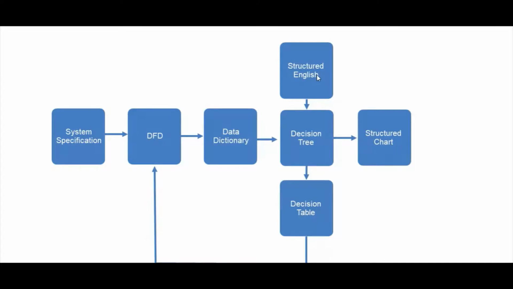Then we will be using the structured English. Structured English means if-then-else structures, like those structures we will be using to prepare a decision tree. Using the data dictionary as well as the structured English, we will be preparing the decision tree. Using the decision tree, we will be designing the structure chart. Once the decision tree is formed, using this we will also prepare a decision table, which can be used to modify or update the data flow diagram.